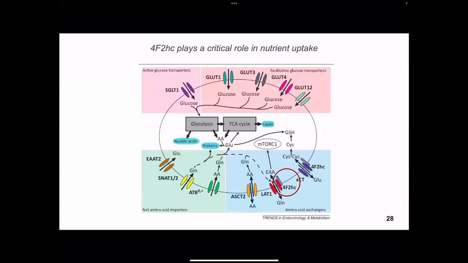4F2HC is not itself a nutrient transporter, but it can act as a chaperone that interacts with different light chains to form a stable heterodimer transporter for the uptake of many amino acids, as well as facilitating the stabilization of the glucose transporter 1, GLUT1. GLUT1 is the primary glucose transporter in macrophages. So we considered whether the KIR 2.1 mediated membrane potential supported nutrient acquisition to fuel inflammation by modulating the nutrient transporters.